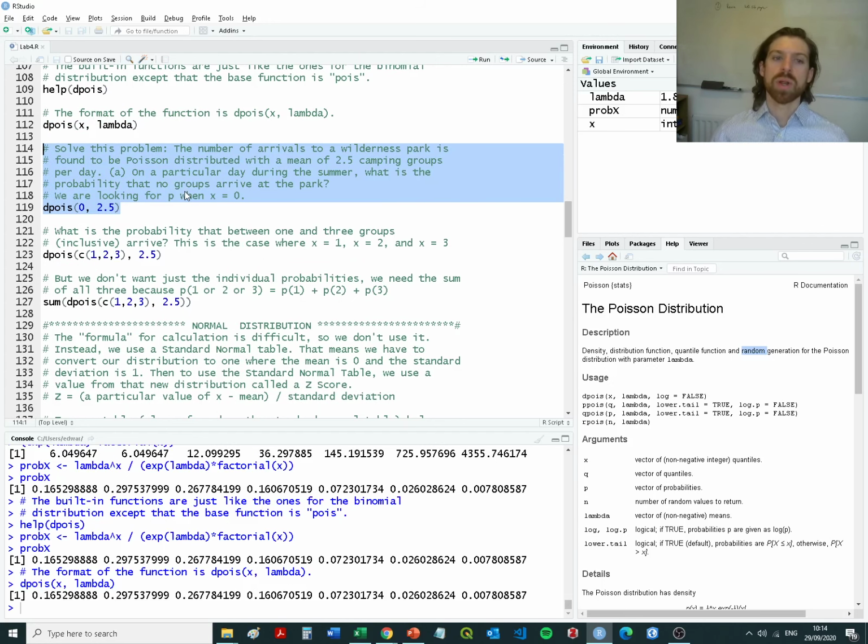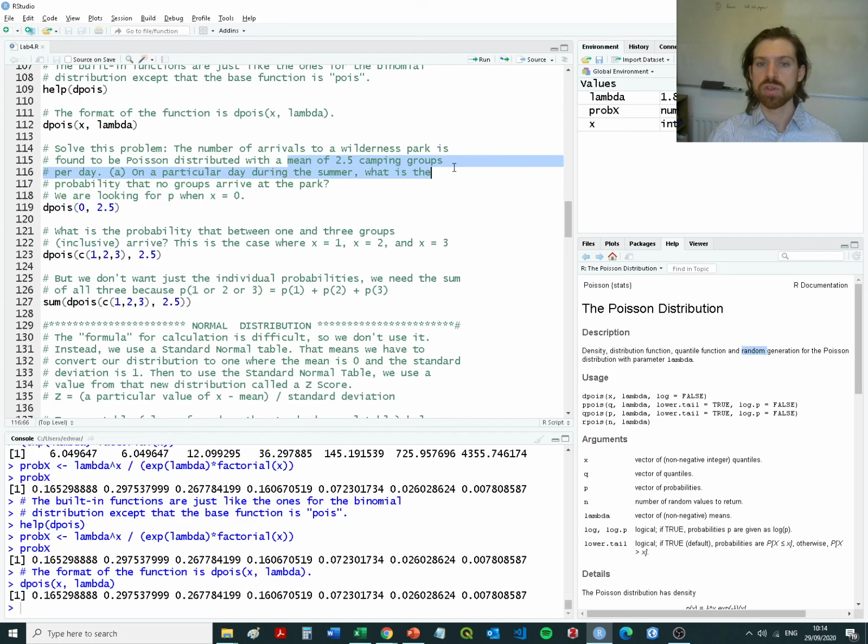Okay, so let's apply this to a particular problem. Let's imagine that we're sat in Yosemite and we're interested in the number of camping groups that are going to come through the national park or the local park in a particular period per day. And let's say that we start by sitting there for a month and counting the number of camping groups that come through. And essentially what we get is a mean of 2.5 camping groups coming through per day.